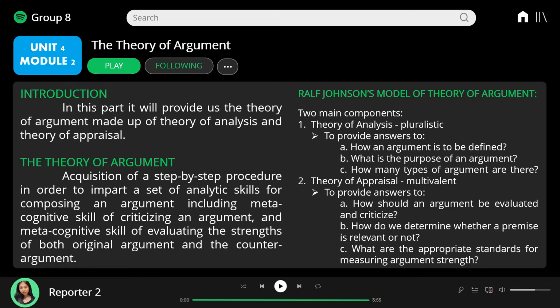The next component is the theory of appraisal. It is multivalent, meaning having more than one meaning, interpretation, or perspective. It provides answer to how should an argument be evaluated and criticized? How do we determine whether a premise is relevant or not? And what are the appropriate standards for measuring argument strength?